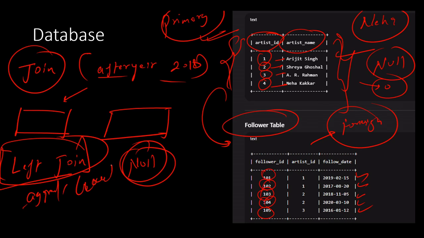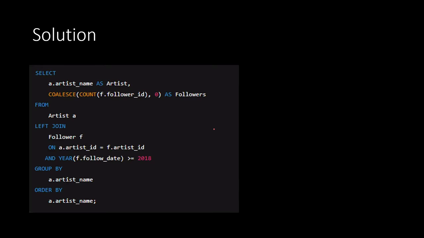Also, when we do the joining, there will be multiple artist ids available in the followers table. That's why we will be grouping by the artist id, so that we can count. Let's go with the solution.